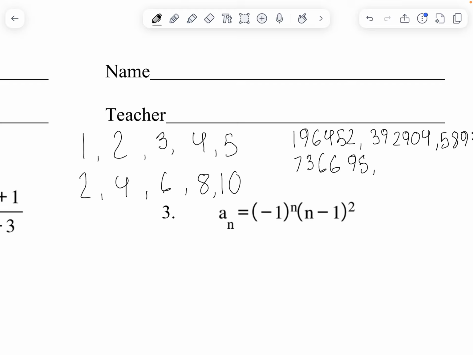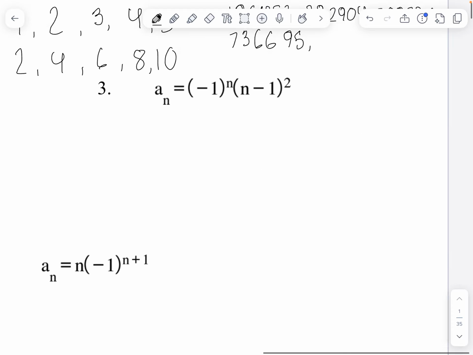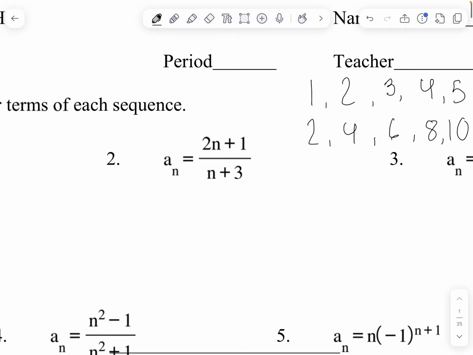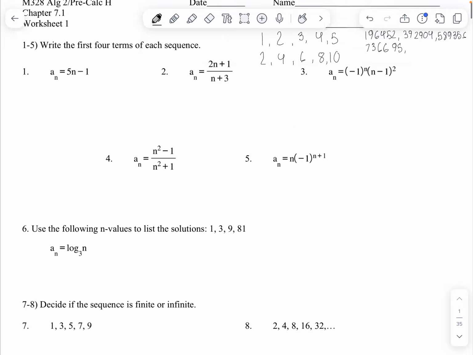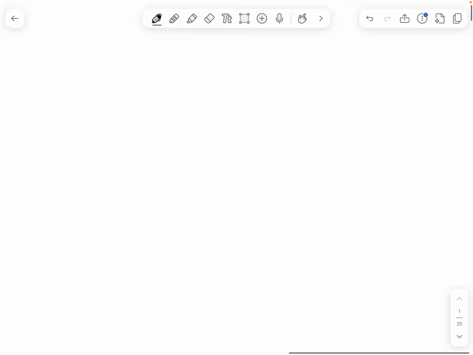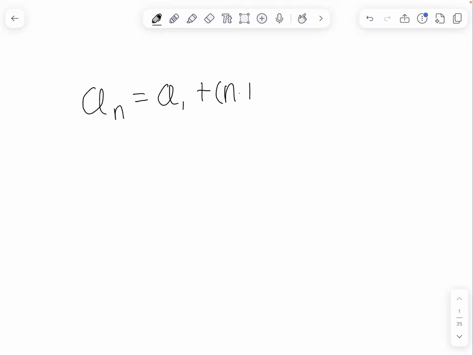So there's also a formula for an arithmetic sequence, right? The formula is, if I had some space, let's just do right here, A of n equals A1 plus n minus 1 times d.